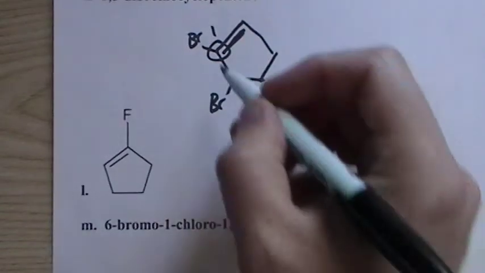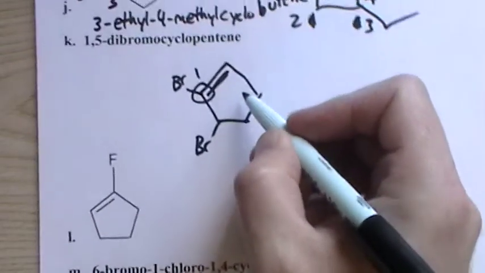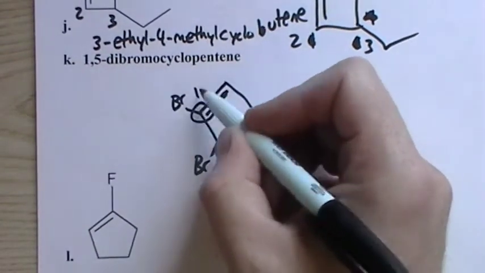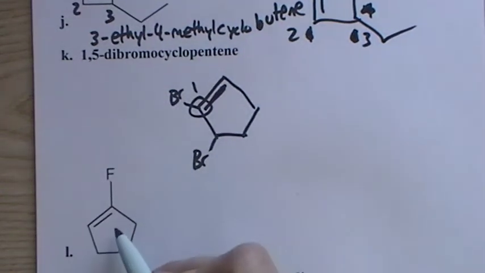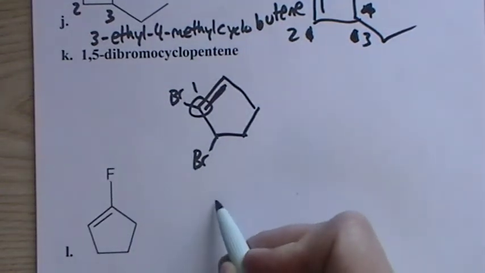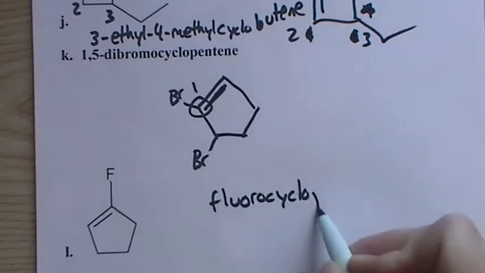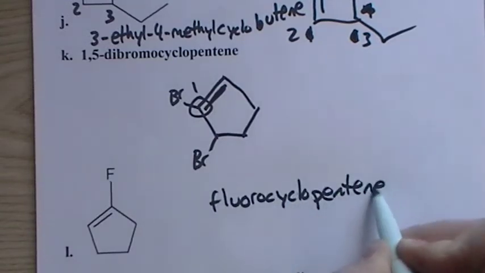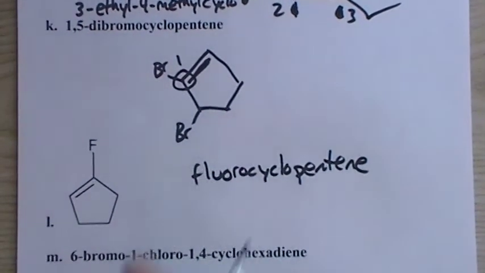But it's a case of precedence here. Which one will get which? We know that the carbons are going to be 1 and 2, but which one is going to be 1? It's the one that has a substituent on it. For this one, we just call it fluorocyclopentene. Looks like we're missing something, but this is why this goes along with the last one.